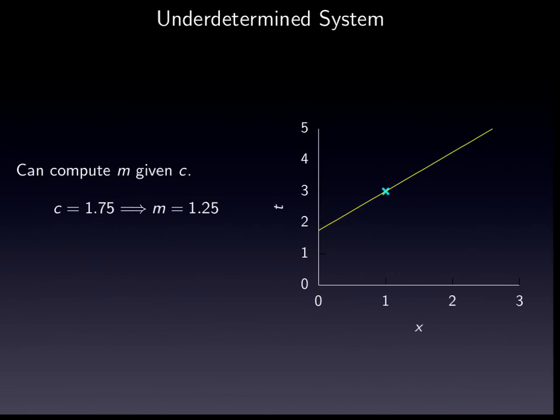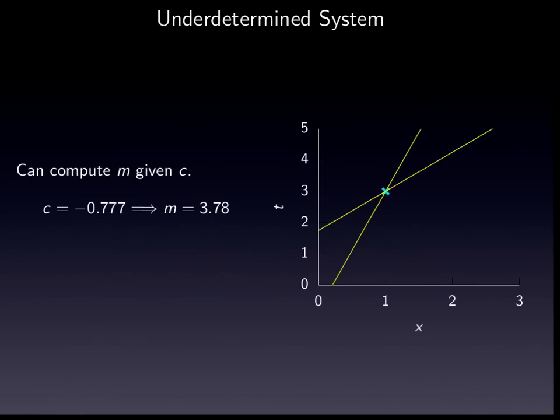C is 1.75, and now I can find out what m is. It's good, isn't it? So now we fitted a line. Does anyone see any problems with that? We can fit infinite lines. So where do we get c from?